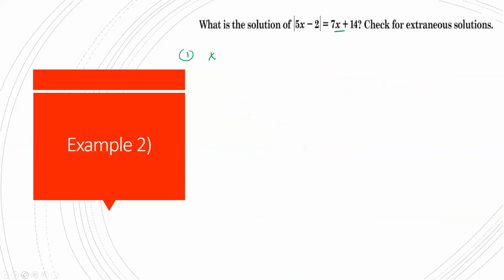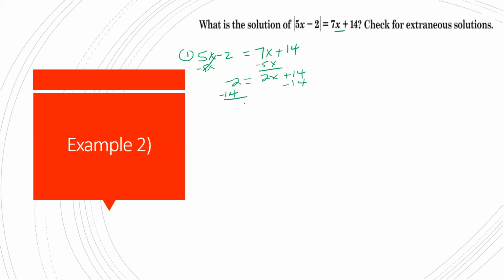We have 5x minus 2 equals 7x plus 14. Okay, so again, I'm prone to move my smallest variable. So that gives me negative 2 equals 2x plus 14. I'm going to subtract 14.